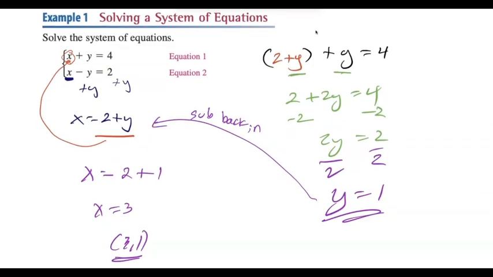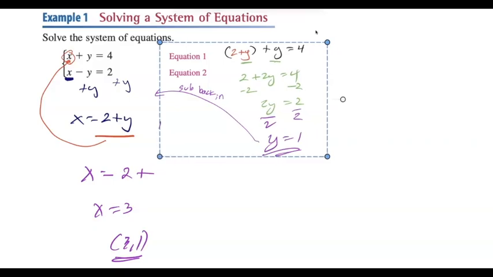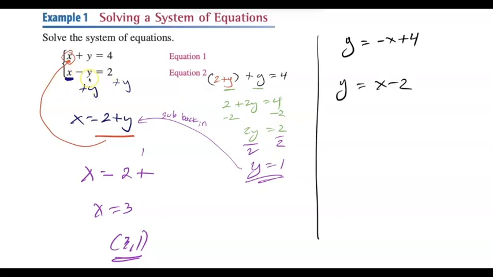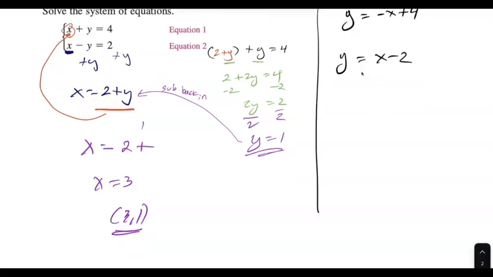If you're going to do this by graphing, I generally wouldn't do graphing unless it's nice and you have a calculator or something, because otherwise you're doing a lot of estimation. But for solving this by graphing, all we're going to do is solve both of them for y. So y equals negative x plus 4, subtracting x from both sides. For the other one, I add y and subtract 2: y equals x minus 2. I added y to both sides and subtracted 2 from both sides. We have these two, and then we graph it.